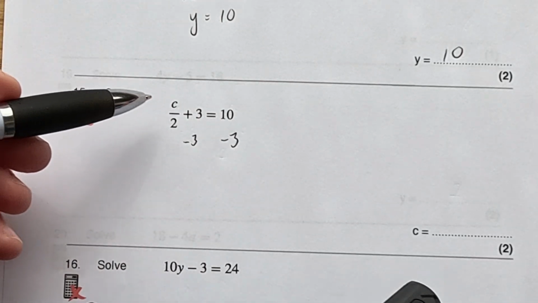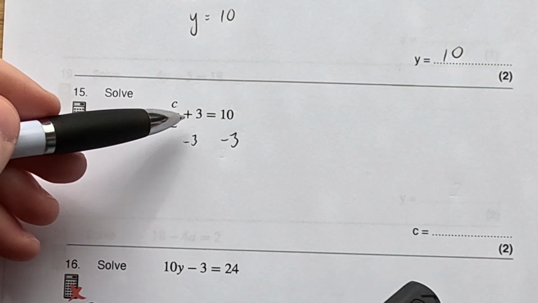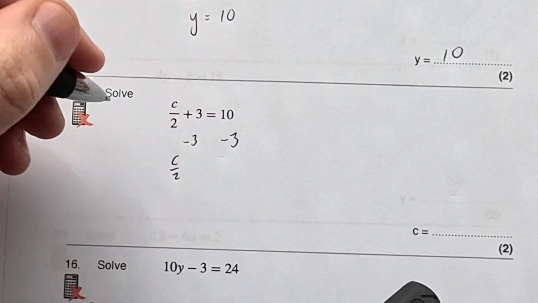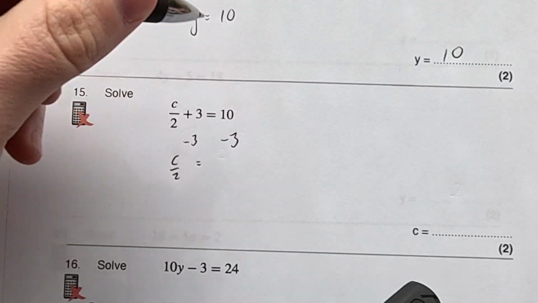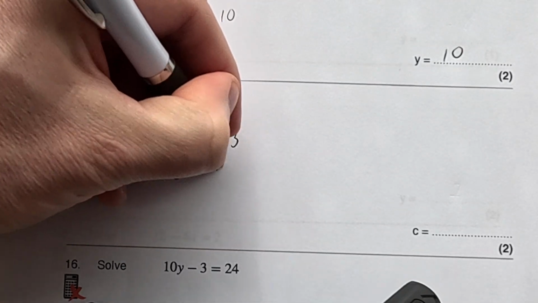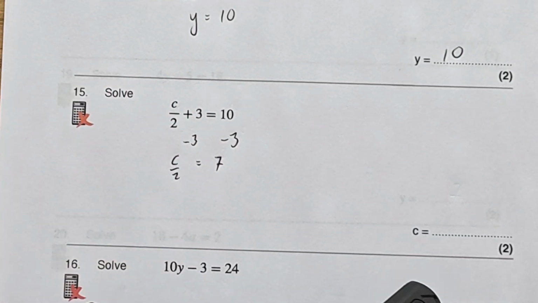On the left hand side of the equation, we had c divided by 2 plus 3. We're taking away 3 to get rid of the plus 3, so we'd just be left with c over 2, or c divided by 2. And on the right hand side, we had 10 take away 3, which is equal to 7. So we've got that c divided by 2 is equal to 7.